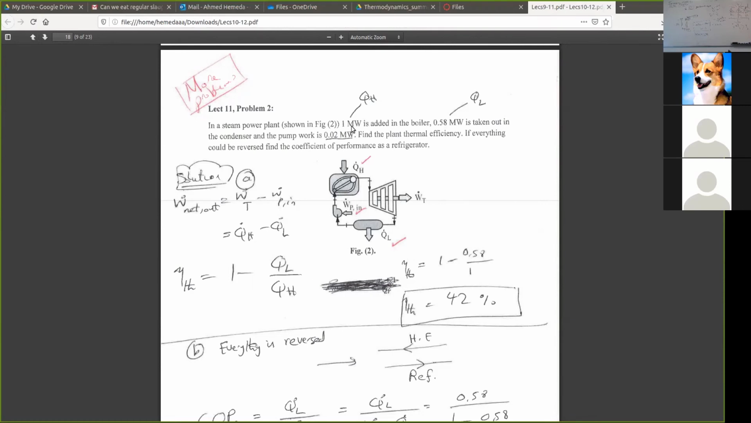So what happened here, guys? Listen to this, it's very important. Q high and Q low were explicitly given, but in the exam, I may give you everything before the boiler and after the boiler, so you can use the first law of thermodynamics to get Q high.